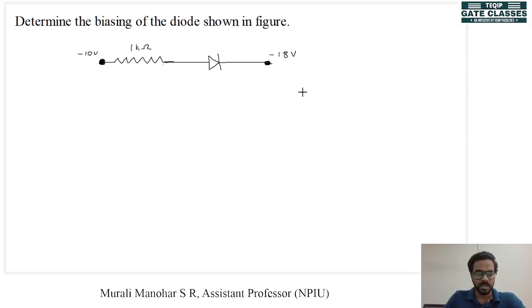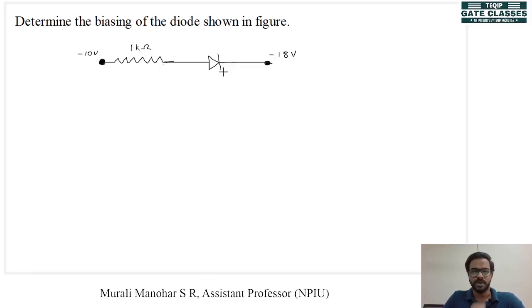now we have another diode in another circuit. For this circuit as well, we will use the open circuit test, and let's redraw the figure. Let me first phrase the question. We have to determine the biasing of the diodes shown in the figure. Here again we have a resistance and a diode in series connection, and the end terminals of this circuit are connected to minus 10 volt and minus 18 volt. Now you have to find the biasing of the diode.